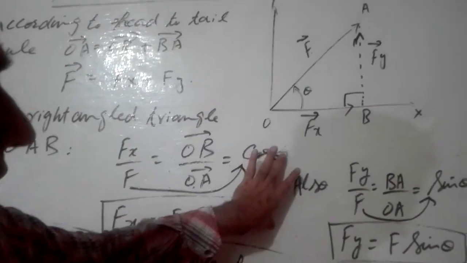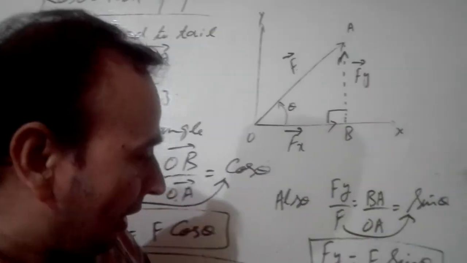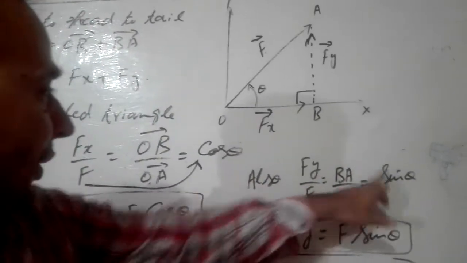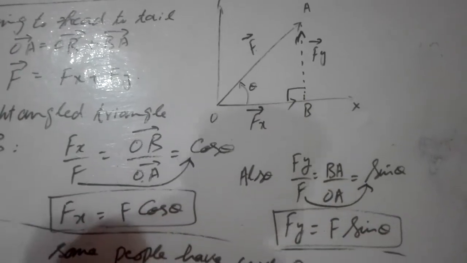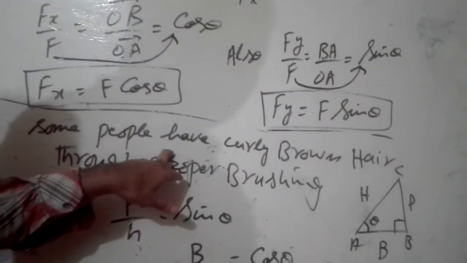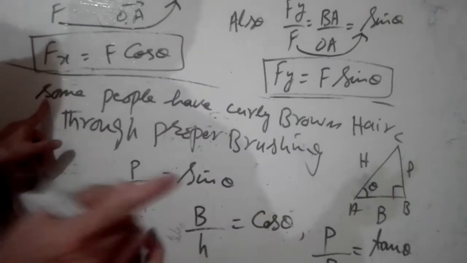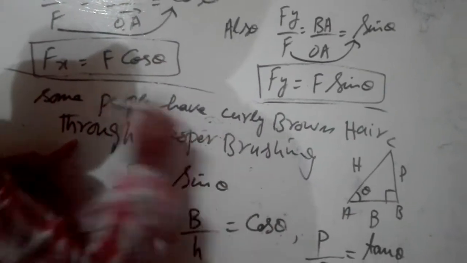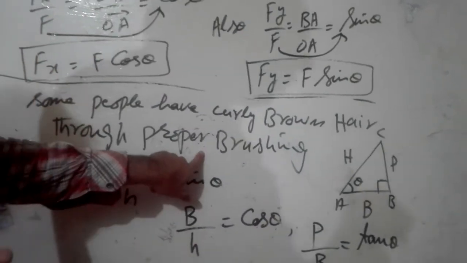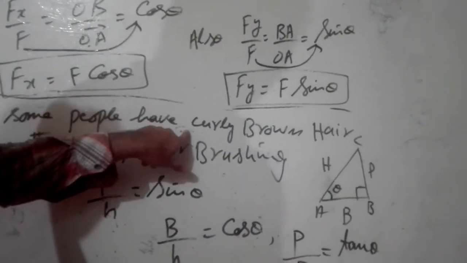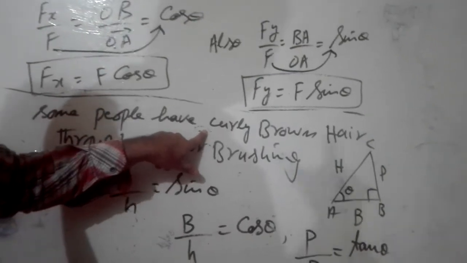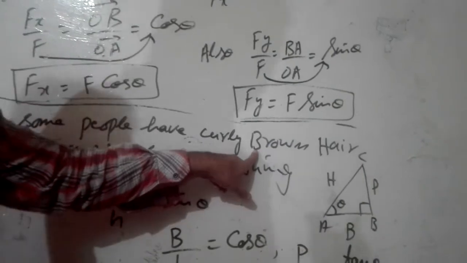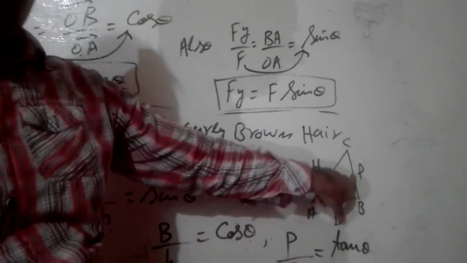Okay, so the topic here is finished, but I want to help you learn sine theta, cos theta, and tan theta. For this we have a very famous quotation: Some people have curly brown hair through proper brushing. It is not a part of your syllabus, but just to keep in mind how you can memorize these ratios: tan theta, sine theta and cos theta.